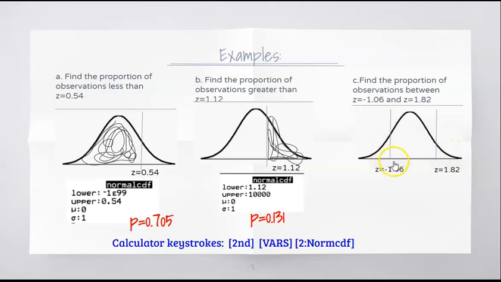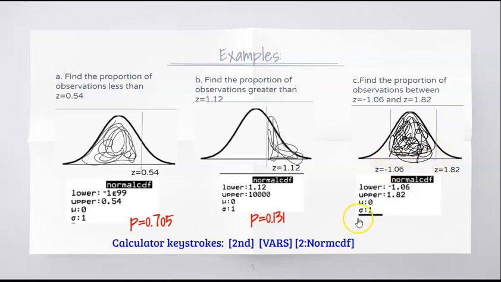So I draw my curve, and I put those boundary lines in there and label them. Negative 1.06 is to the left of center, and obviously 1.82 is to the right because it's positive. But it's a between problem, so I'm shading between those two values. In my calculator, where's the lower boundary of my shaded part? Negative 1.06. Upper boundary is 1.82.